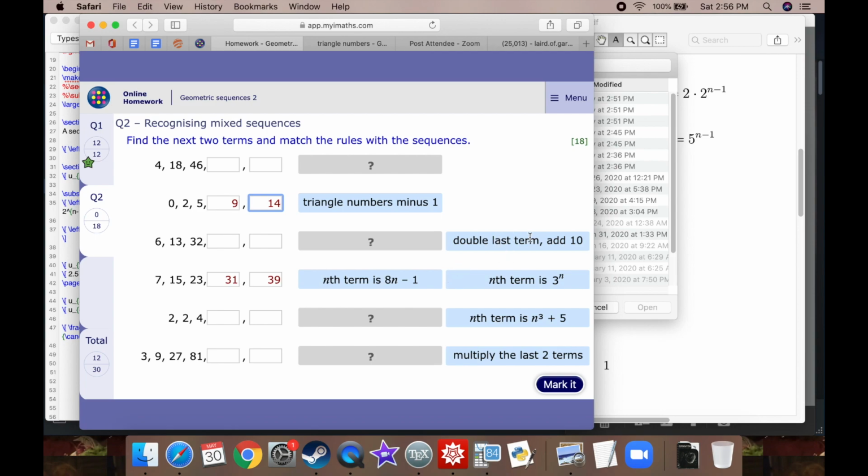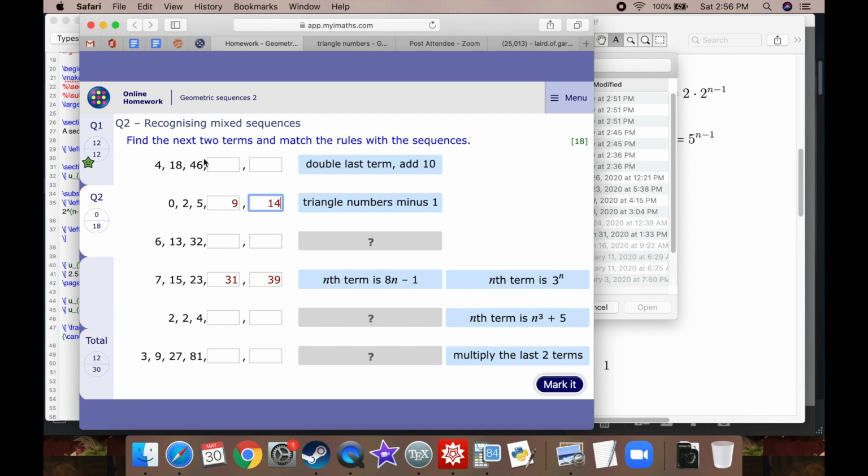All right, double the last term and add 10. Okay, so it doesn't tell me the first term at all. But let's see if we can find out which one it is. Well, 4 to 18: if I double 4, I'll get 8. If I add 10, I'll get 18. All right, that might have been a lucky thing. Let's try it again. Let's double 18, which is 36. 36 plus 10 is 46. Yep, this is the one you want. So let's just pull that right there.